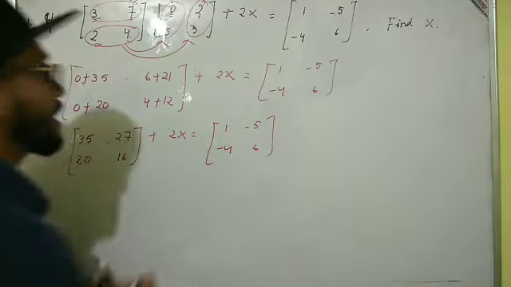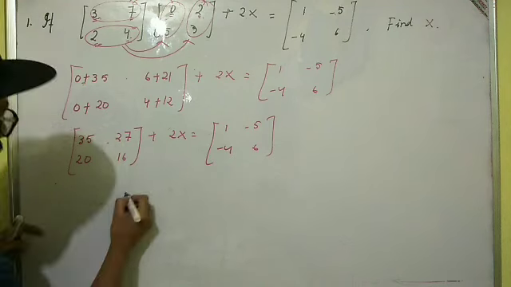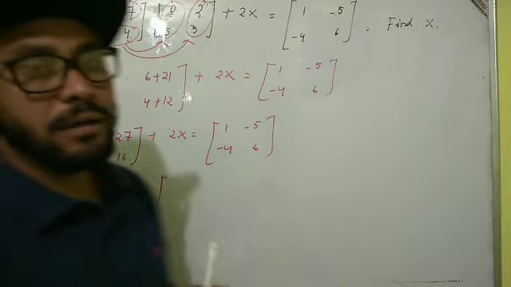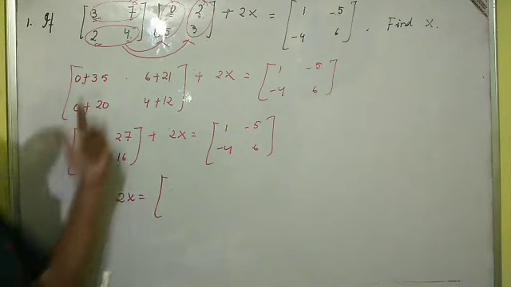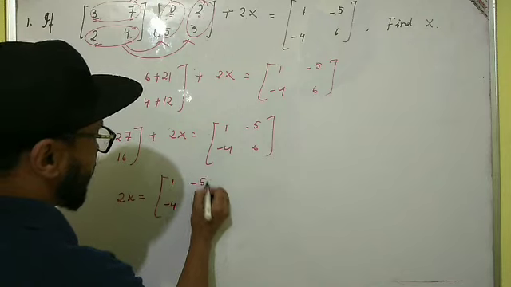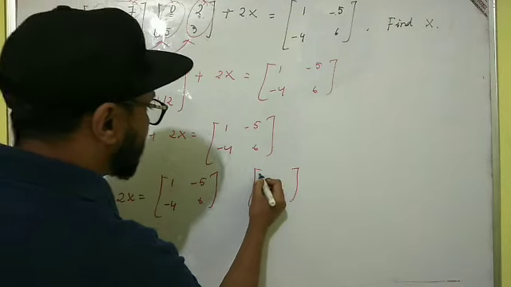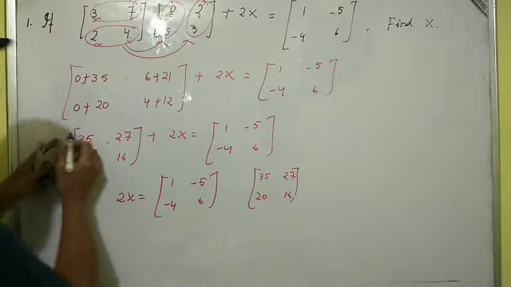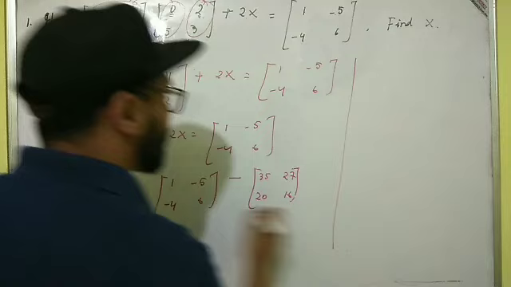Now from here you can do it very easily, because in the second video we also discussed this type of question. It is a part of algebra only. So let's keep 2x on one side, and take this matrix to the other side. So this will be 1, minus 4, minus 5 and 6. If we take this to this side, keep in mind the elements inside the matrix remain the same, but the sign changes. Since here we have plus, now we have to write minus.